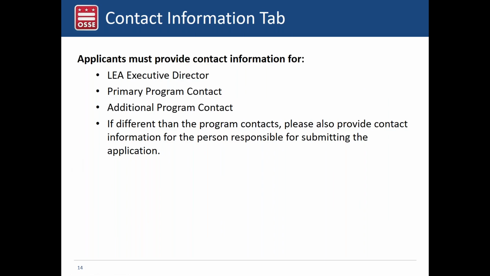So the next tab that you'll need to complete is the contact information tab, which, if you've completed an EGMS application, is pretty standard. You'll need to provide information for the LEA executive director or head of school, the primary program contact, and the additional contacts, like the grant manager or a fiscal manager. If these people are different from the person responsible for submitting the application, please make sure that the person responsible for submitting the application is included as an additional contact. You can add up to 5 additional contacts.